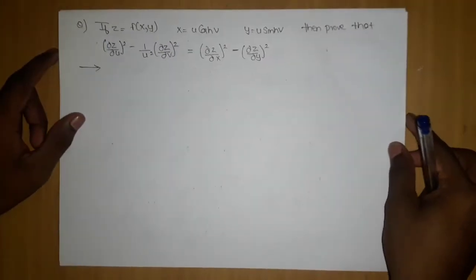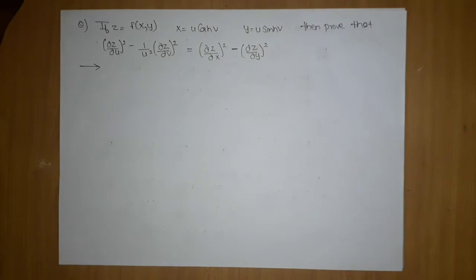So let's begin with the questions. The question which we are going to take is this: if z equals f of x comma y, where x equals u cos hv, y equals u sin hv, then prove that (∂z/∂u)² − (1/u²)(∂z/∂v)² equals (∂z/∂x)² − (∂z/∂y)².